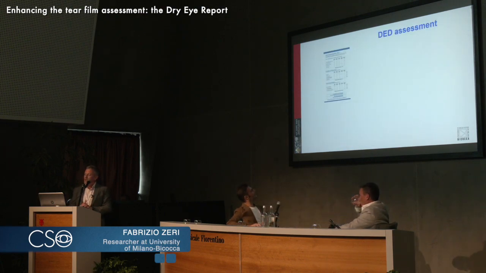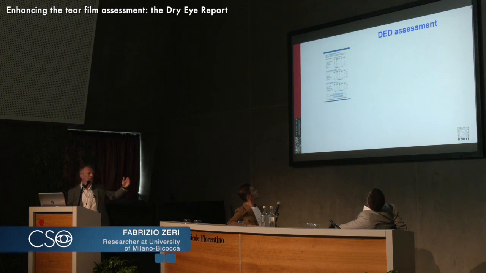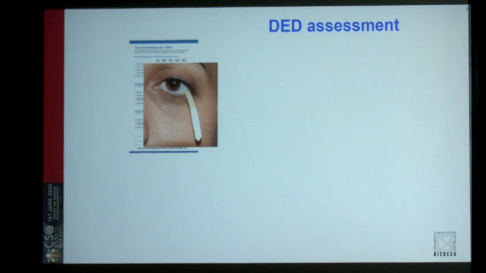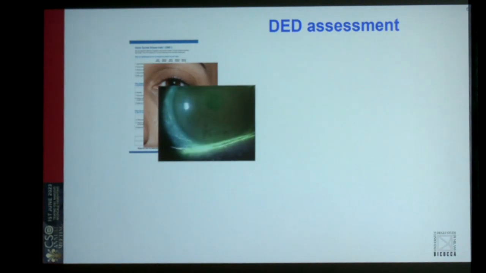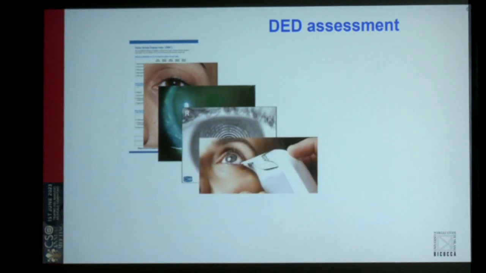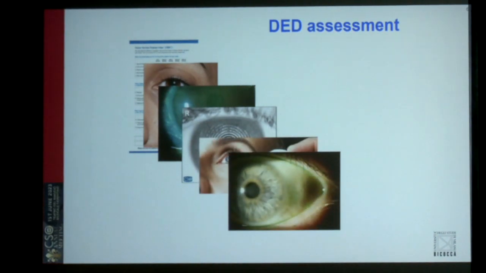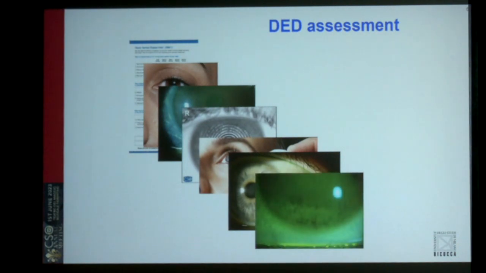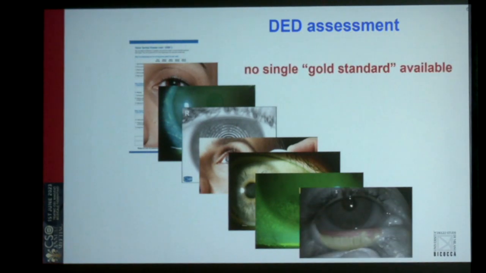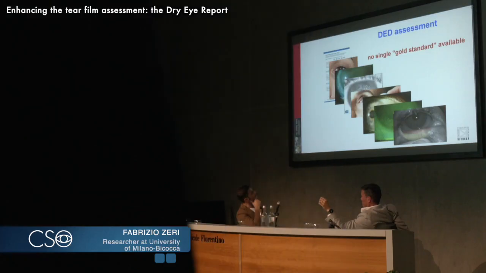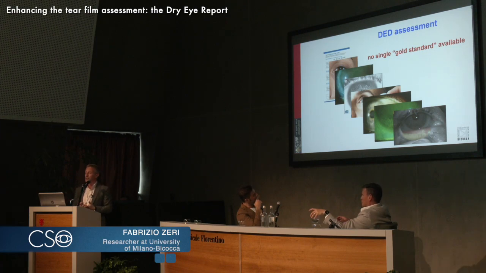What about the dry eye disease assessment? When I was younger, we always talked about two tests: breakup time and Schirmer test. Now we have plenty of tests, starting from questionnaires, Schirmer test, Schirmer light tests, or dyes test, non-invasive breakup time, osmolarimetry, other dyes like lissamine green, and so on. Unfortunately, the bad news is this one: there is no gold standard available to make a diagnosis of dry eye disease.